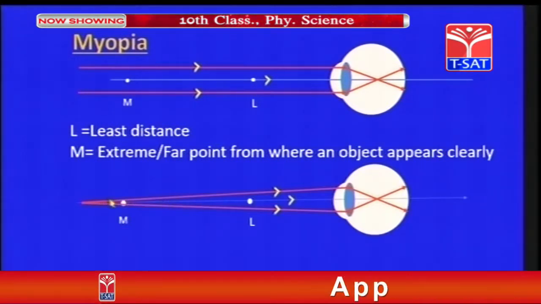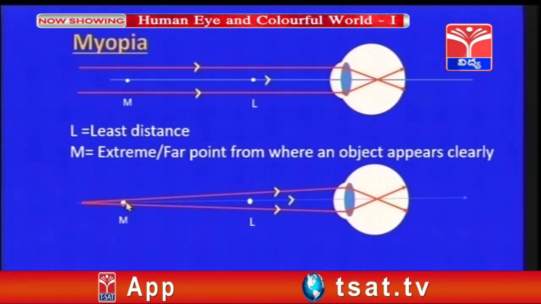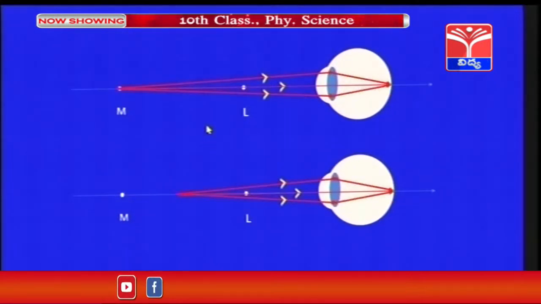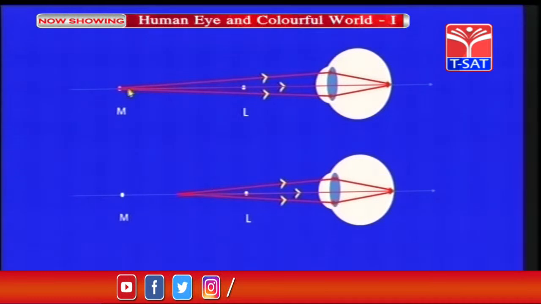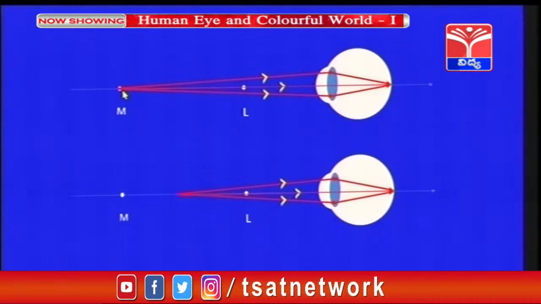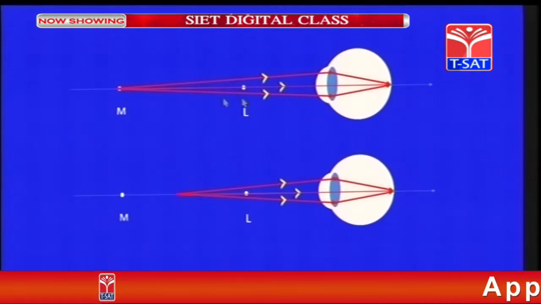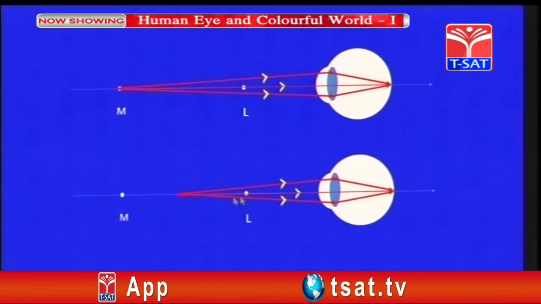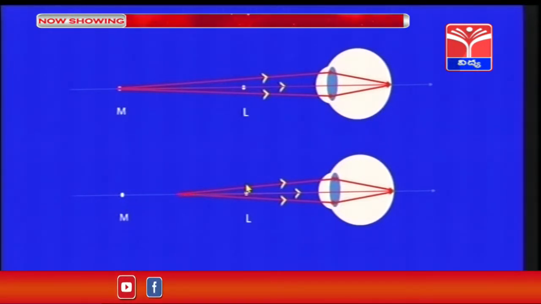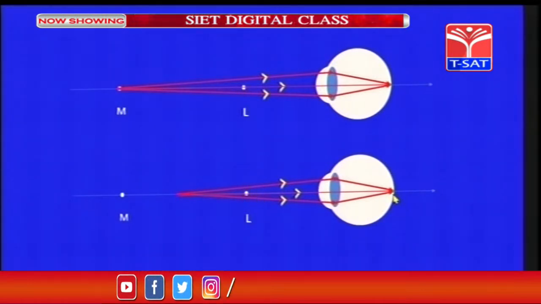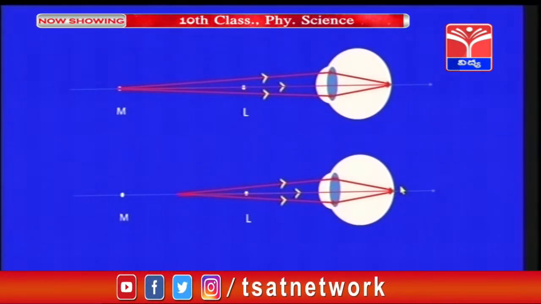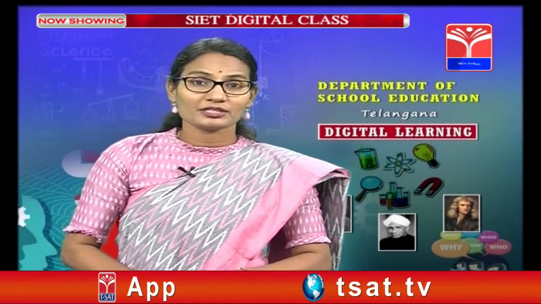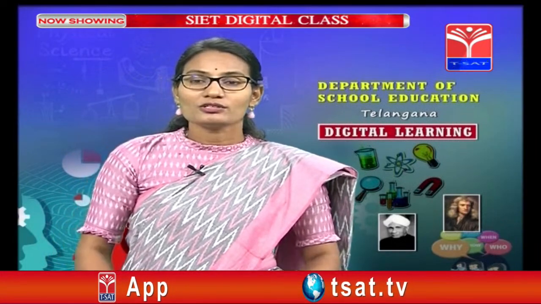See another ray diagram here. The object is kept a little closer to the far point, but still the image is formed in front of the retina. Observe here, children, whenever the object is placed at the M point, that is the far point, the person is able to see the object clearly. Here the eye lens forms the image on the retina. When you place the object in between the far point and least distance also, you can see the object clearly. The eye lens can form the image on the retina. Children, these ray diagrams are very important for our examination also. Everyone has to practice them. So this is about myopia.